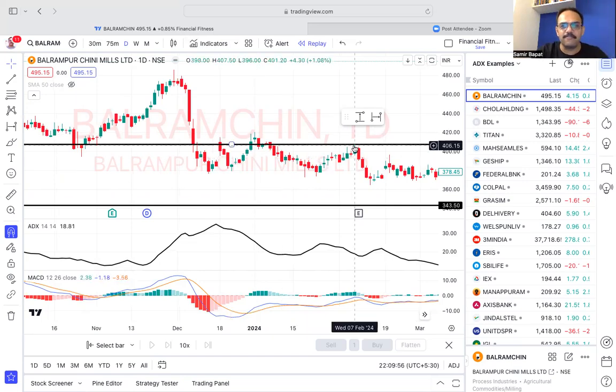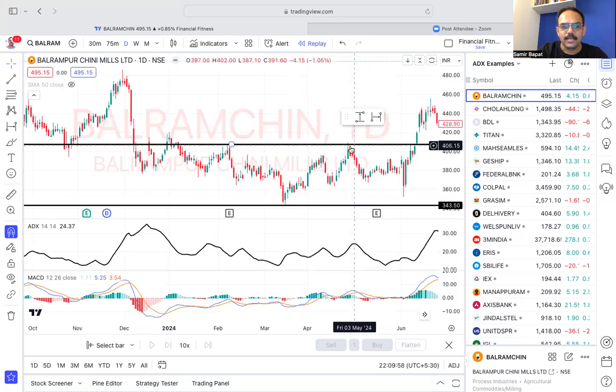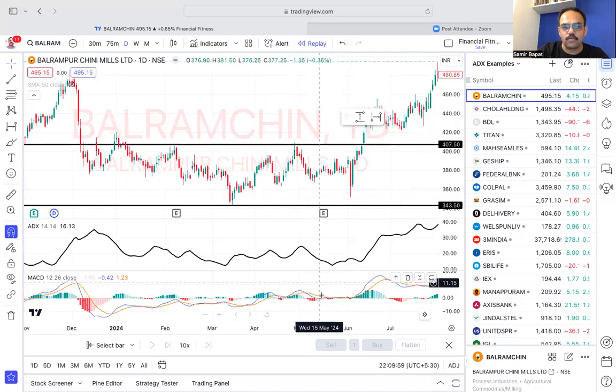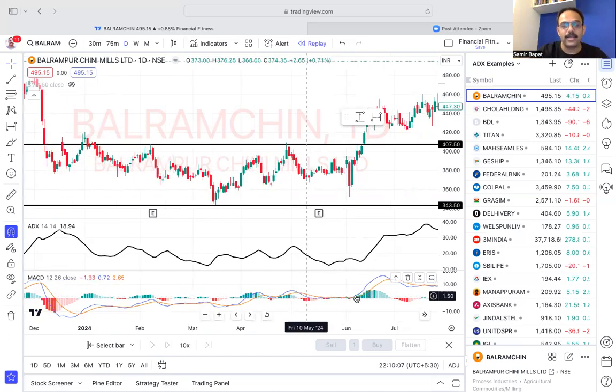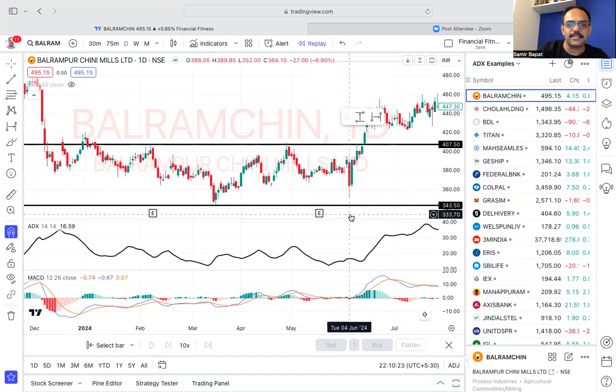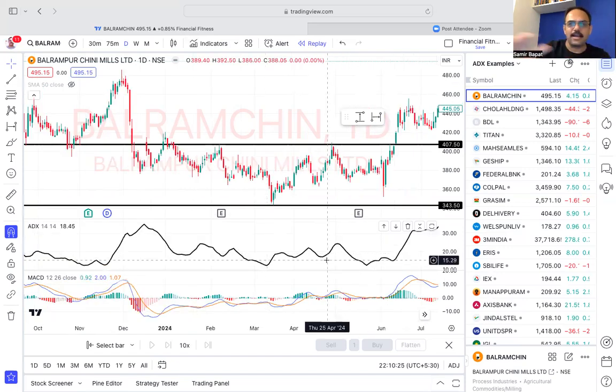So MACD will work. But what happens is, now here the crossover has happened above the zero line. When the crossover happens above the zero line, as per MACD, the probability of success is not there. So we may not take that trade in MACD. For ADX we can refer to consolidation and what the chances are. ADX might say, okay, there has been quite a lot of consolidation, you can take a chance.